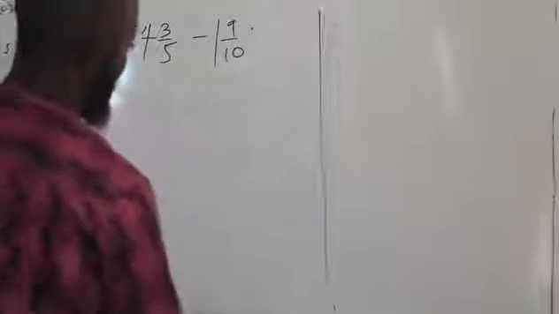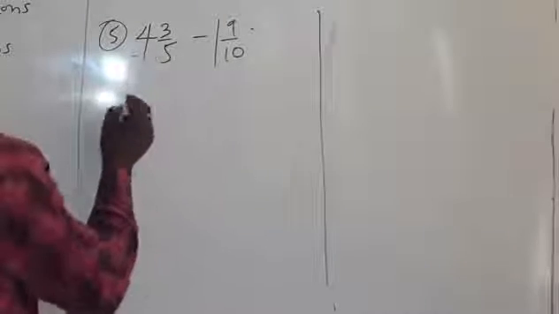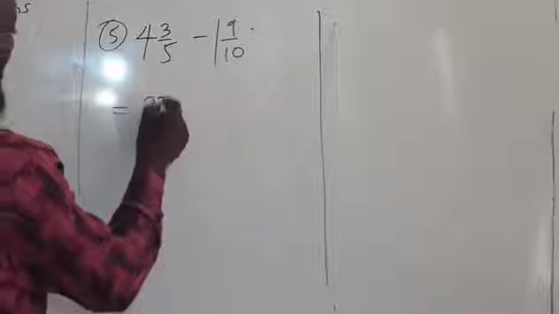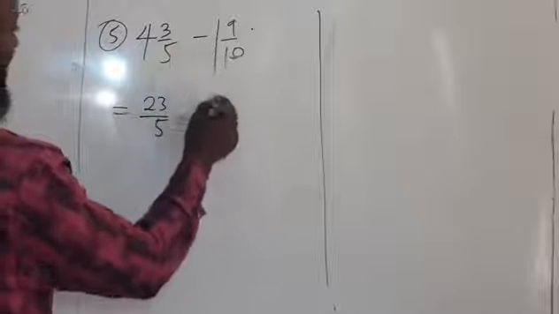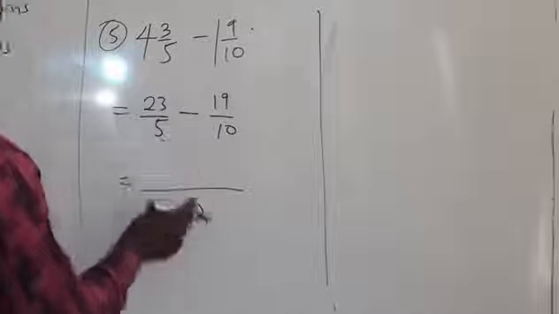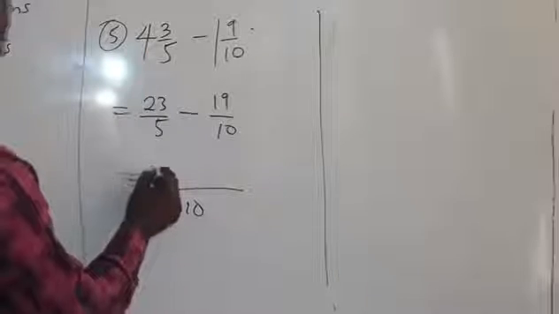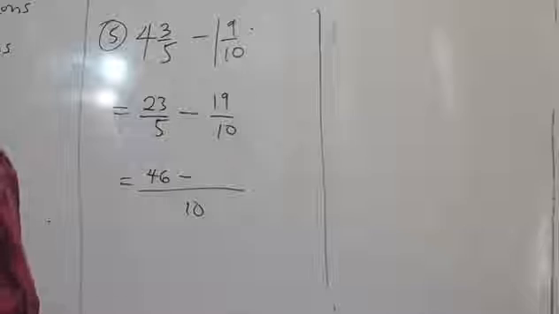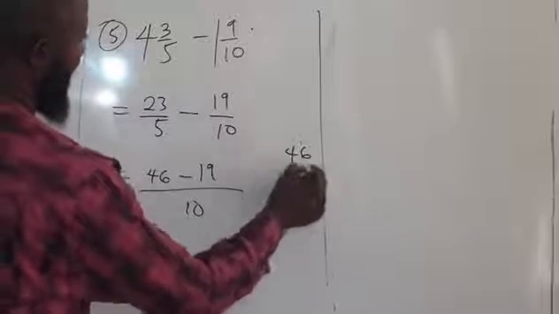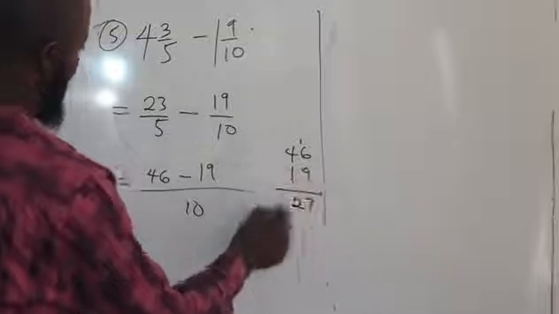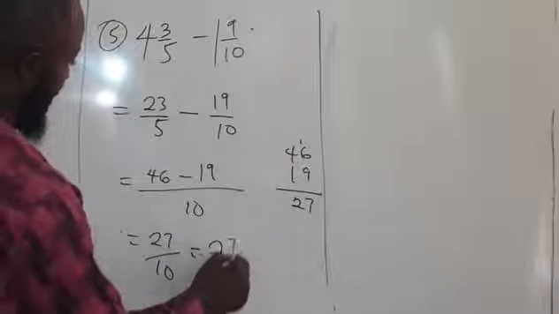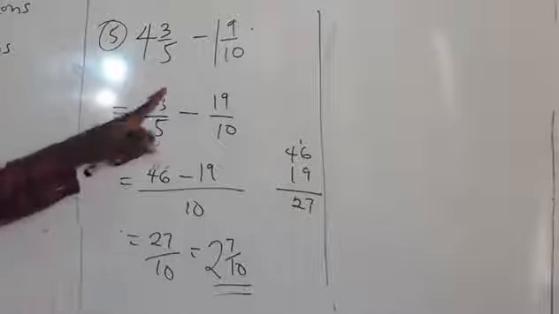We're going to use the two methods I just explained. So let's convert this one to an improper fraction. This is 23 all over 5 minus this is 19 all over 10. So let's find the LCM, which is 10. 5 in 10 is 2. 2 times this, that is 46. Minus 10 in 10 is 1. 1 times 19 is 19. So that's 46 minus 19. This is 7 and this is 2. That means we're going to have 27 all over 10, which is 2 whole number, 7 all over 10. Right.